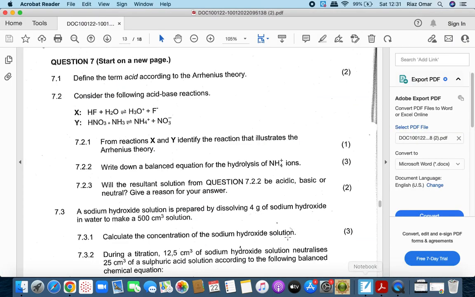7.2. So 7.2, the question is, from reactions X and Y, identify the reaction that illustrates the Arrhenius theory. If you're looking at X and Y, HF plus H2O gives you H3O plus and F minus, and HNO3 plus NH3 gives you NH4 plus and NO3 minus. So which produces the H plus ion? We see it will be reaction X. It will be X, because the HF produces H plus ions here. H2O becomes H3O plus. So it will be X.